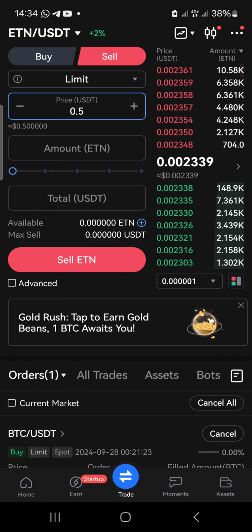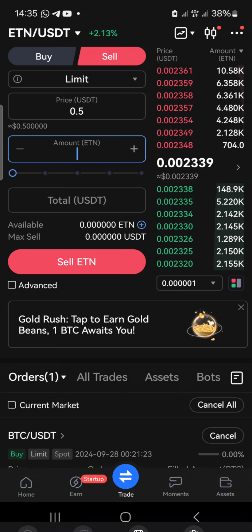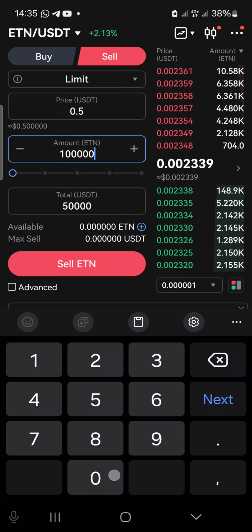When you type that 0.5 here, remember you must be holding ETN, you input how much of your holding you want to sell off. On Gate.io, your balance shows down just like your buy on Binance. So if you're already holding ETN, the balance would be showing here. Let's say we want to sell at this price, 0.5, and we are holding 100,000 units of ETN. This is where you can input the units you want to sell manually. Let's say 100,000.